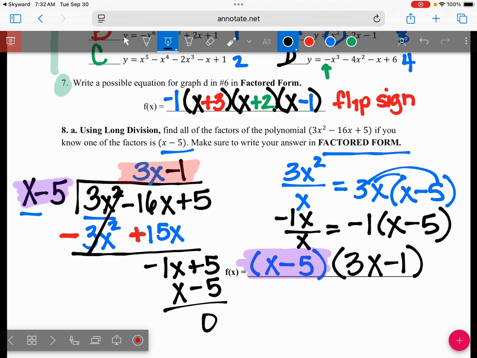Nope, we don't have to set them equal to 0. We are done. All we have to do is write the equation. Any questions about number 8A?